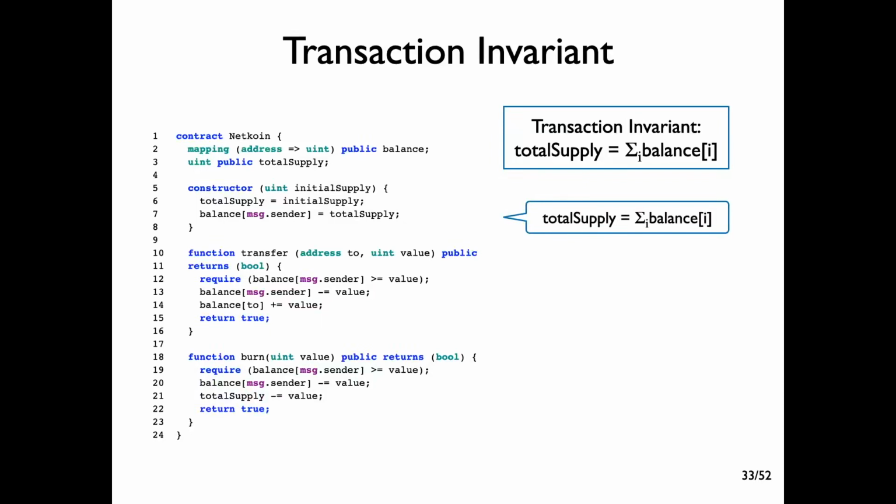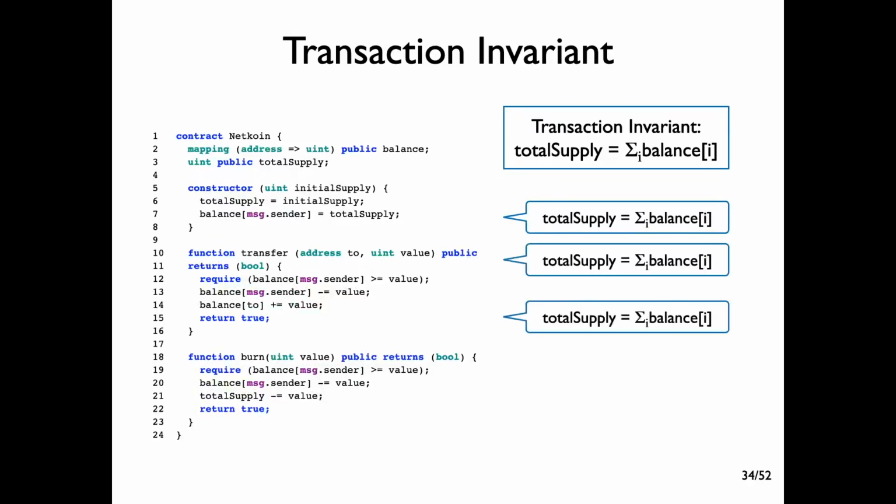First, you can easily see that the invariant holds at the exit of the constructor, where all balances are initially zeros. Second, suppose the transaction invariant holds at the entry of the transfer function. Then, the transaction invariant holds at the exit of the function because the same amount of money is increased and decreased for each account.